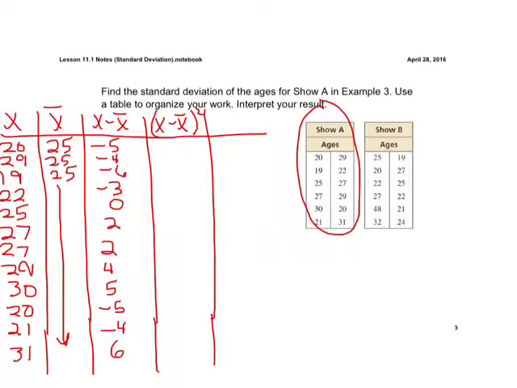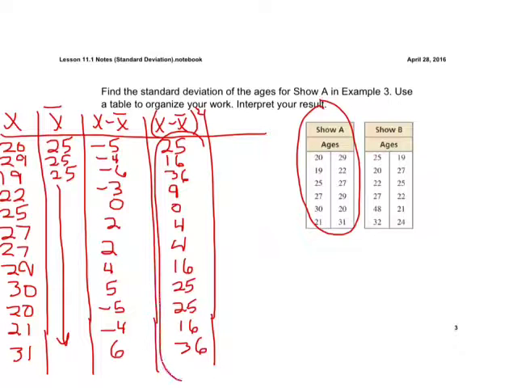Now our last column is where we square the data value minus the average. Negative 5 squared is 25. Negative 4 squared, 16. Negative 6 squared, 36. Negative 3 squared is 9. 0. 2 squared is 4. 4. 4 squared, 16. 25. 25. 16. And 36. The reason we're doing this is we're going to plug these numbers from our last column into our formula.